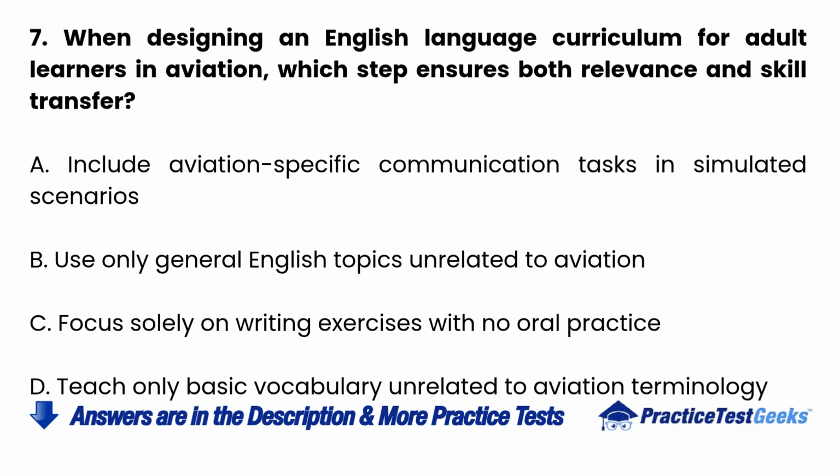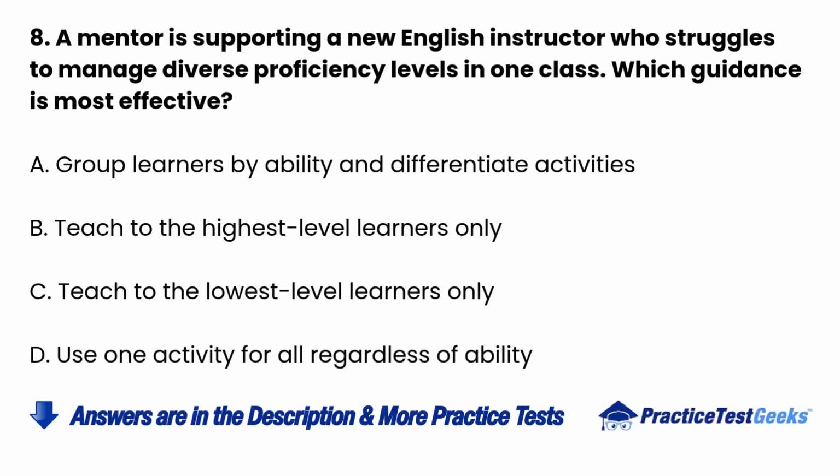B. Use only general English topics unrelated to aviation. C. Focus solely on writing exercises with no oral practice. D. Teach only basic vocabulary unrelated to aviation terminology. 8. A mentor is supporting a new English instructor who struggles to manage diverse proficiency levels in one class. Which guidance is most effective?